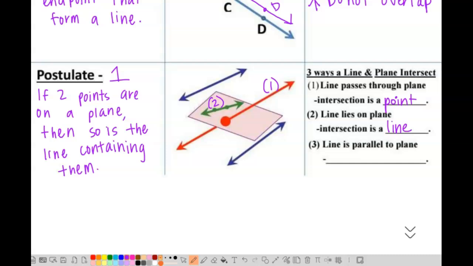And then scenario 3 is the line is parallel to the plane. What does parallel mean? It never touches. Never touches. So do they even intersect if they never touch? No. So there's no common points at all. Yes, and those are the blue arrows. So we have number 3 and number 3.